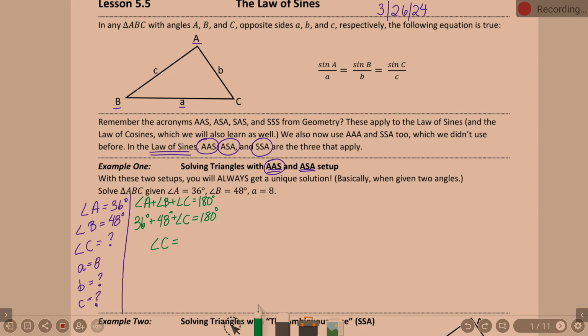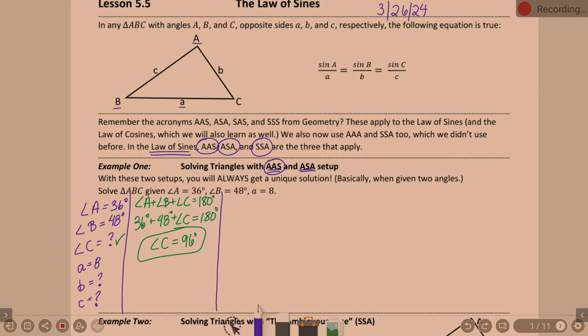96. Okay, so I got angle C. Next. And it's not that you had to find angle C first, it was just the obvious piece, right? Get it out of the way.